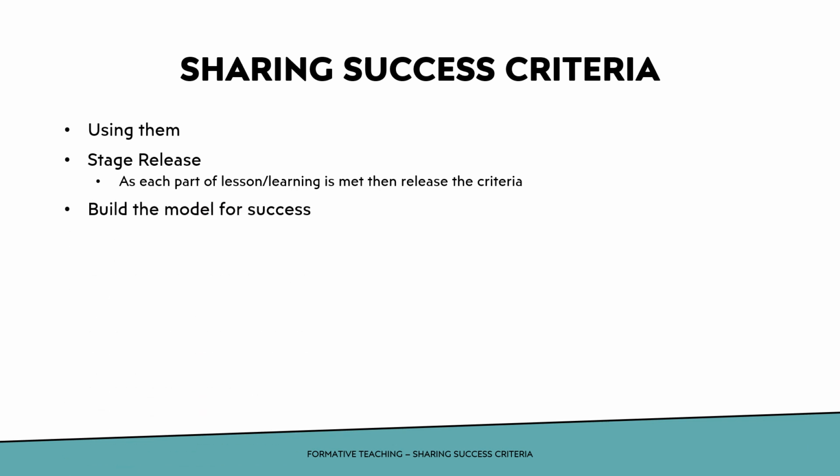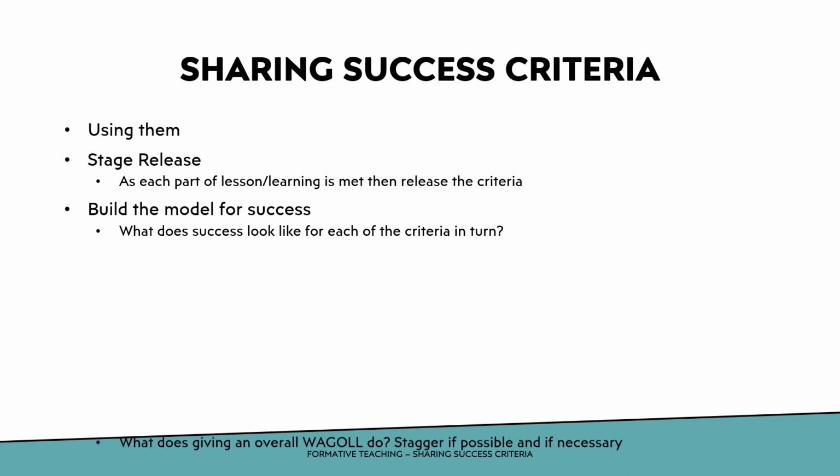As we go through them, we start to think about building the model for success. So what does success look like for each of the criteria in turn? So if you know this, what does that actually mean? What will you be able to do with that knowledge? How can you prove to me, to yourself and to everybody else that you have learned these different component parts?